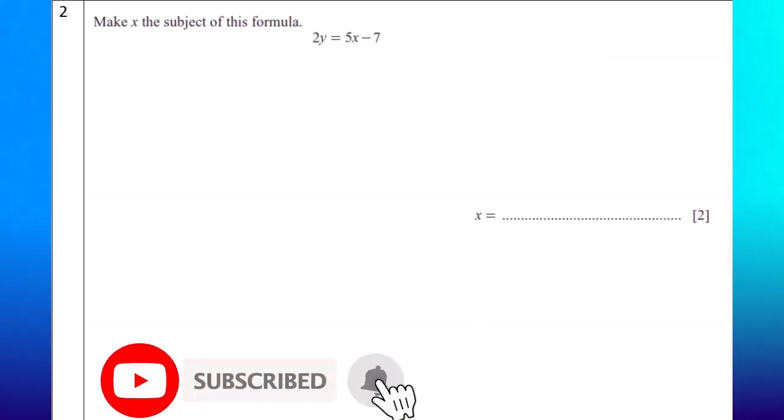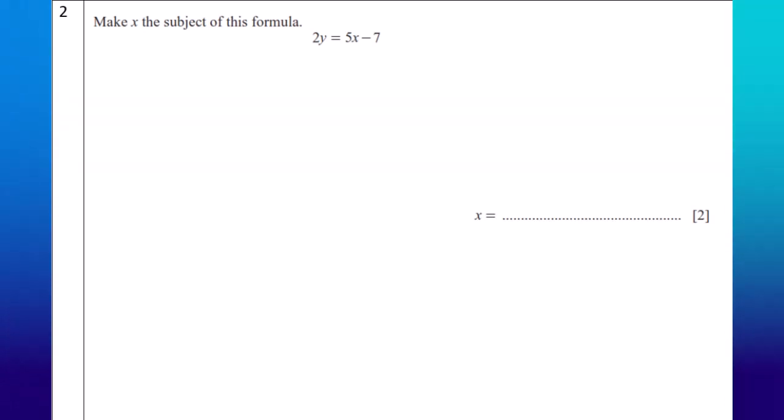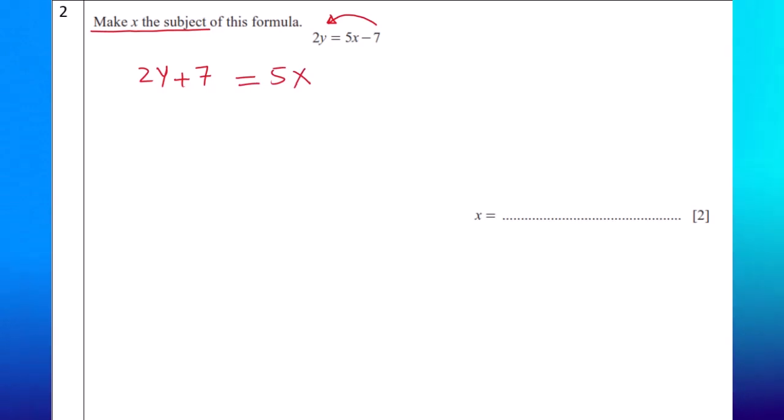This is question number 2. Now the requirement is make x the subject. It means we have to separate x from this equation. We can see that x is positive on the left hand side, so we will shift the other things to the left hand side, like negative 7. First we will shift it to the other side. So when you shift negative 7 to the other side, it will become positive. So we will write 2y plus 7 is equal to 5x.